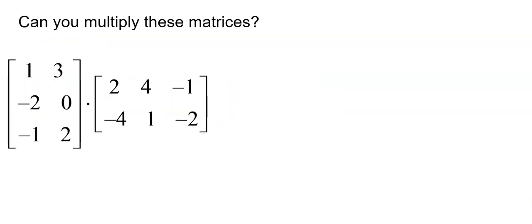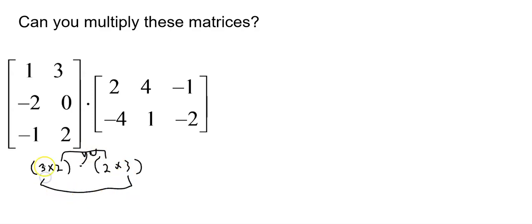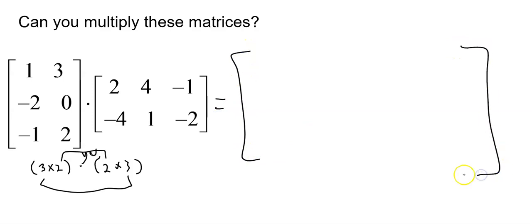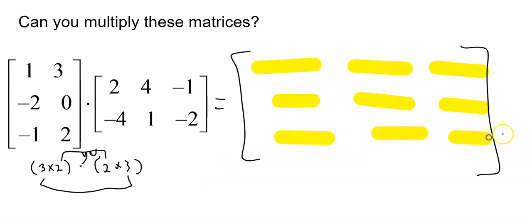So first, let's just try this one. Can we even multiply these two? This one looks to be, hopefully you know, a 3 by 2 matrix times this matrix, which is a 2 by 3. So can we do it? Yes, we can. What are the dimensions of the answer going to be? It's going to be a 3 by 3. So this is going to be a pretty big matrix. So those are my entries. I'm just leaving a spot for my entries here.